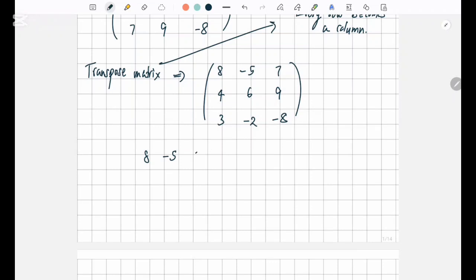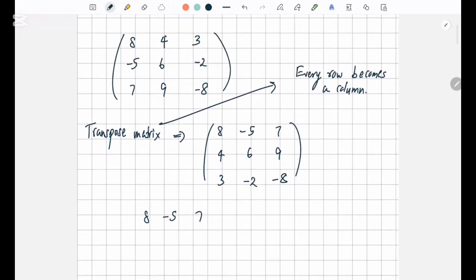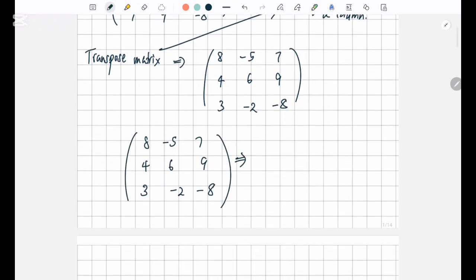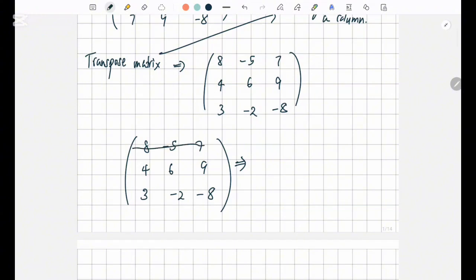8 minus 5 7. I'm sorry, yeah, 8 minus 5 7. 4 6 9 and 3 minus 2 minus 8. Okay. Now what you have to do is cross the first row and the first column, and then we do the same thing we did with the determinant. We multiply the numbers, but this time we don't multiply it with 8. We just cross the first column and the first row, and now we do the cross multiplication. So it's going to be 6 into minus 8 minus 9 into minus 2.